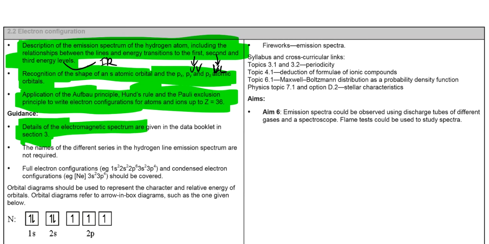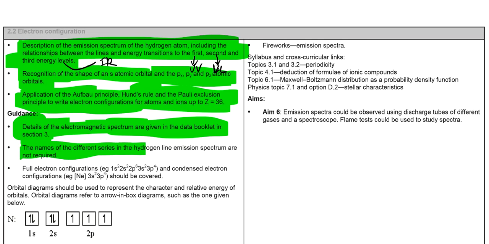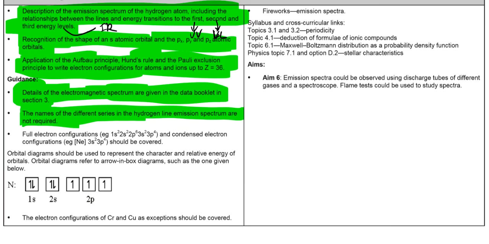That's why you don't have to memorize it, and it's already given in the data booklet. Just remember the relationships between wavelength and frequency as a starting point. Also, the names of different series in the hydrogen line spectrum. You don't need to remember the Balmer, Lyman, and Paschen series, but you need to remember the type of light that they emit.